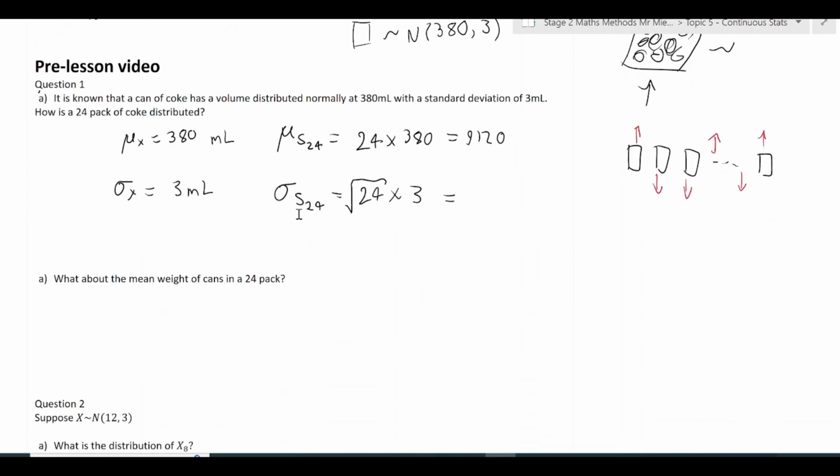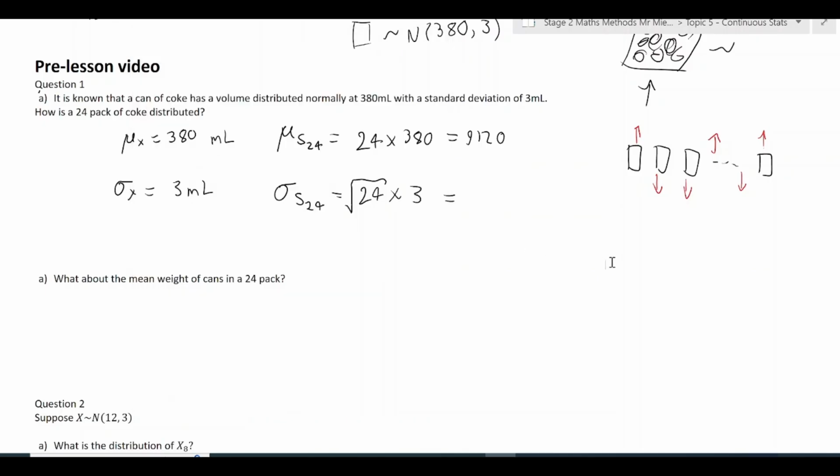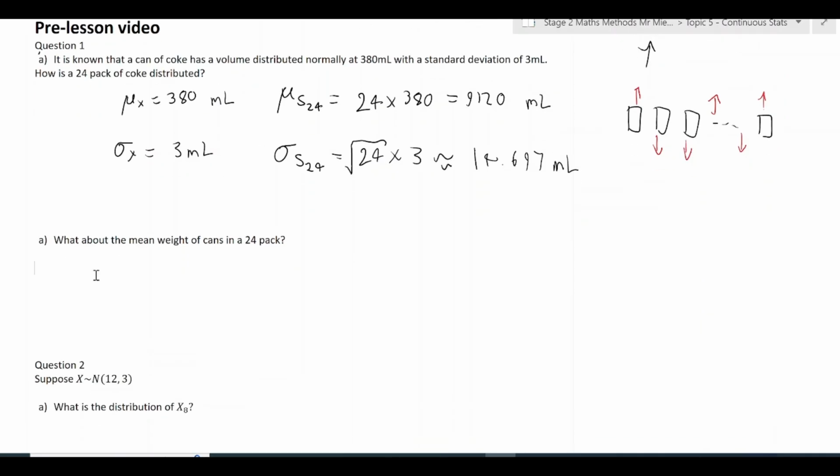All right, so that's sort of what it is. We can get an approximation for this. So root 24 times 3, we'll just see what that is. Times 3 gives us 6 root 6, but probably better to get an approximation there, 14.697. So you can see the standard deviation is bigger than what it was before, but it's not crazy big as you might have expected originally.